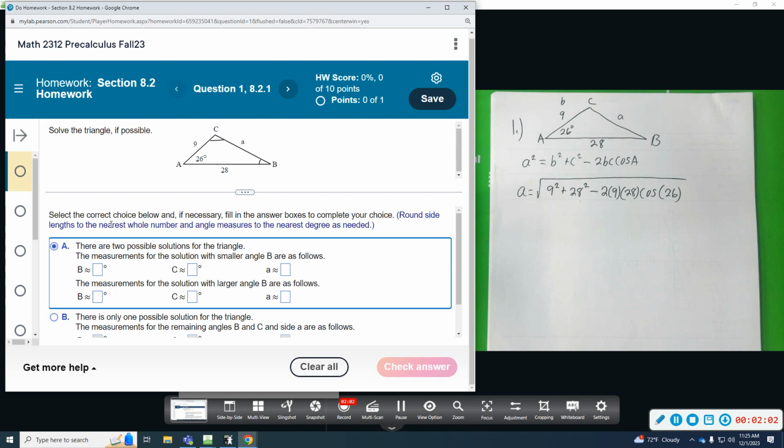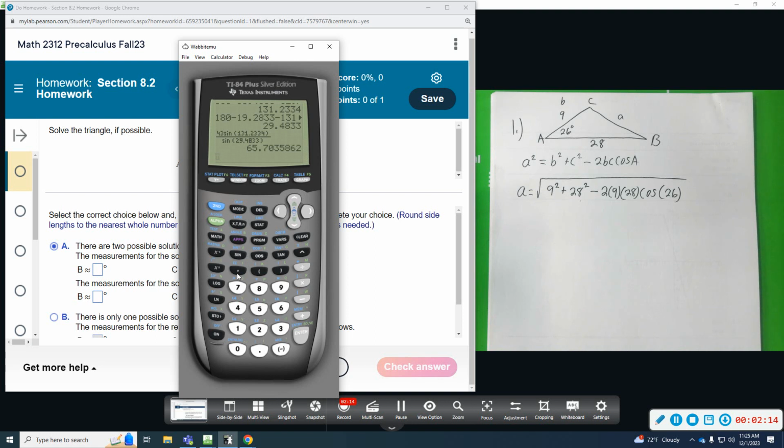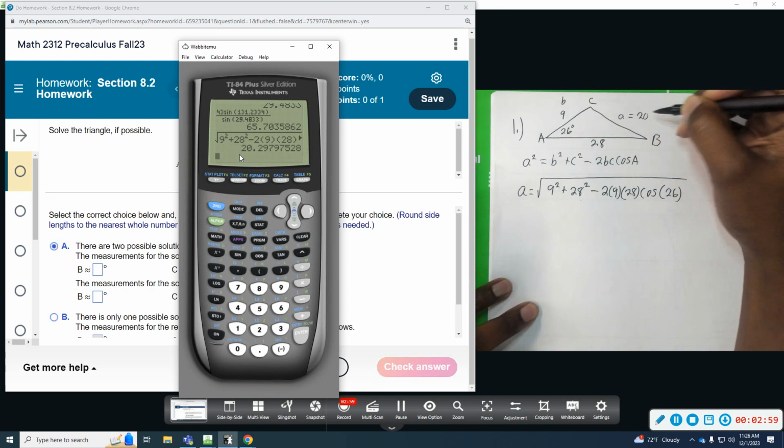And what do they tell me before I get there? Round side lengths to the nearest whole number. Angles, we're going to round to the nearest degree. So we'll round them both to the whole number. All right, so I'm just going to do second square root. And then I'm going to type all this in. So I'm going to just do 9 squared plus 28 squared minus 2 times 9 times 28. And then cosine of 26. I'll let it compute all that for me. Let's double check we got everything in there correct. Most common mistake is data entry. 9 squared, 28 minus 2 times 9 times 28. Cosine of 26 looks good. Okay, so round it to the nearest whole number. We're going to estimate side A to be 20.